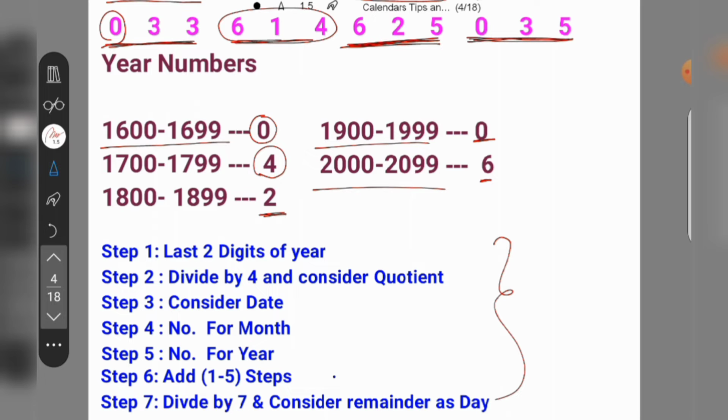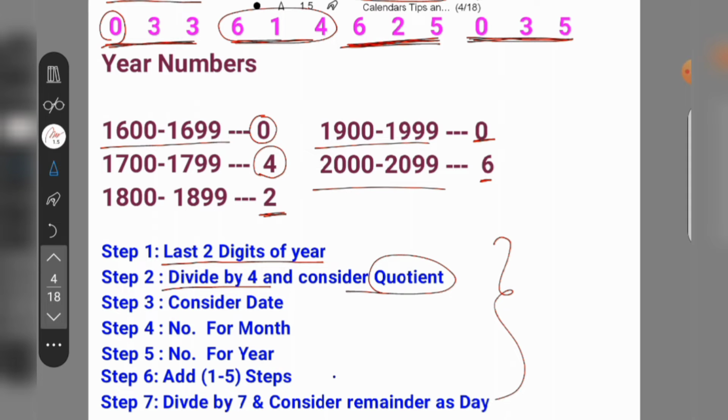Step 1 is we need to write the last 2 digits of the year. After knowing the steps, if you practice regularly, it will take seconds to calculate calendar problems, and it will be very easy in the exams. Step 2 is we divide the last 2 digits of the year which we took in step 1 by 4, and whatever quotient we get, we consider that quotient here.